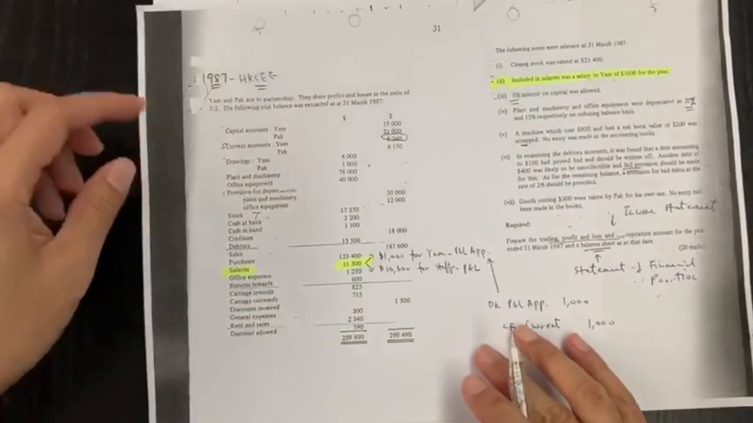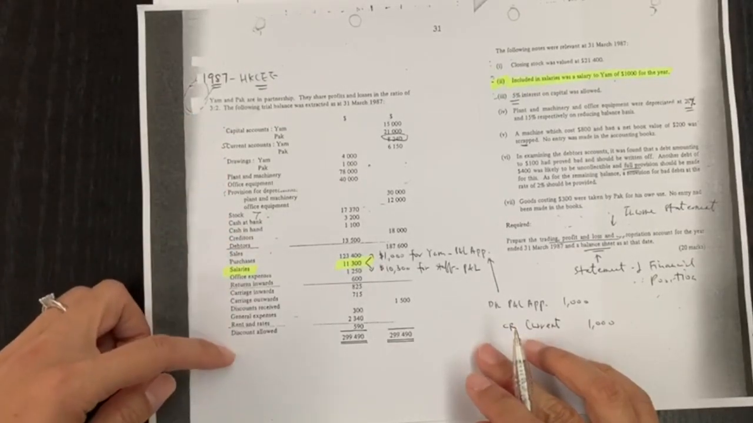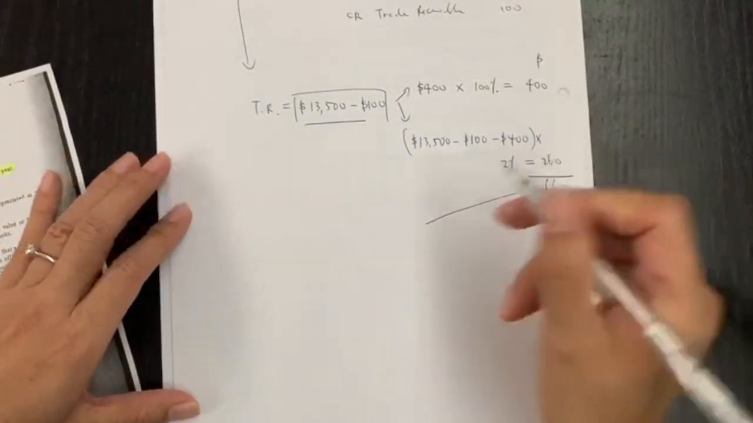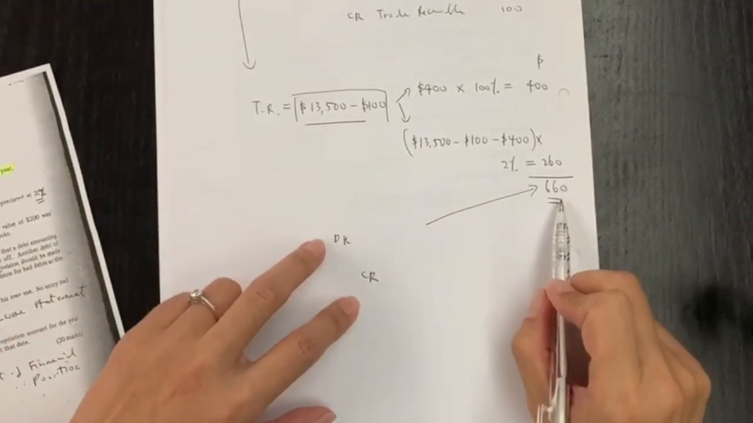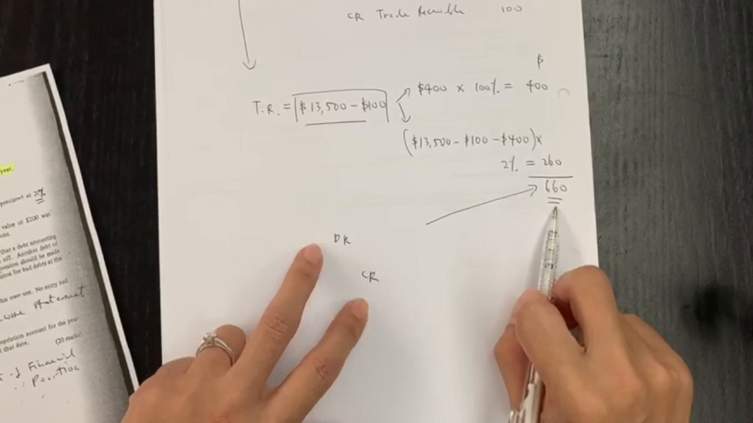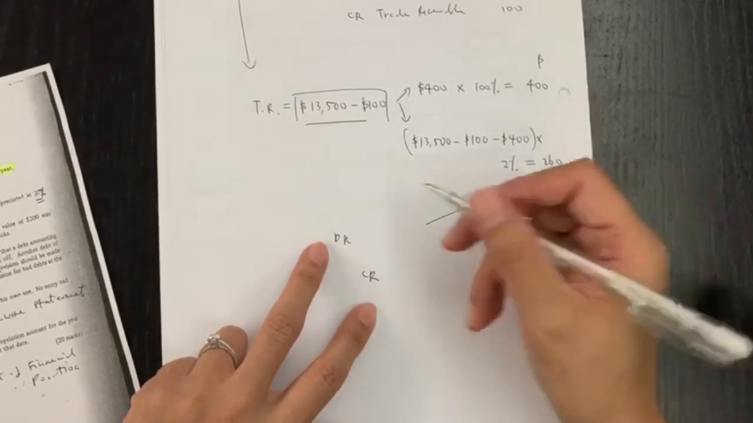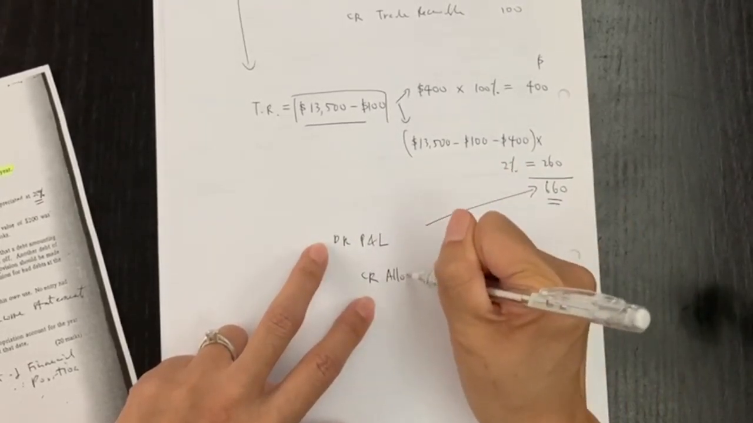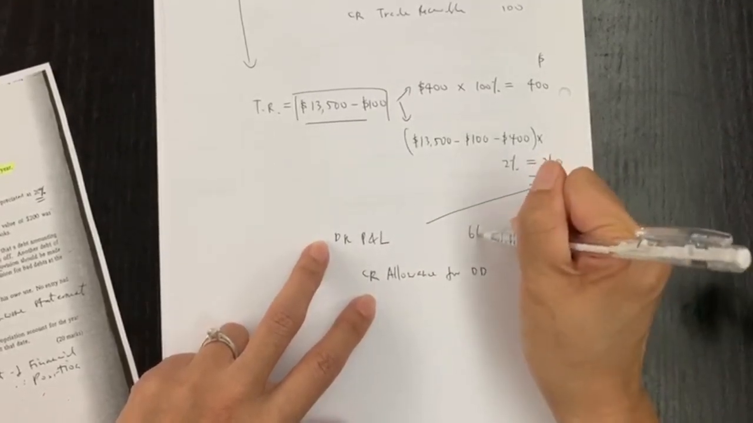And I don't have any existing provision for allowance for doubtful debts, so just create this. Let's do some revision on this. The double entry: according to the prudence concept, even though it has not actually happened, this is bad news. So debit profit and loss account, and credit allowance for doubtful debts by 660.